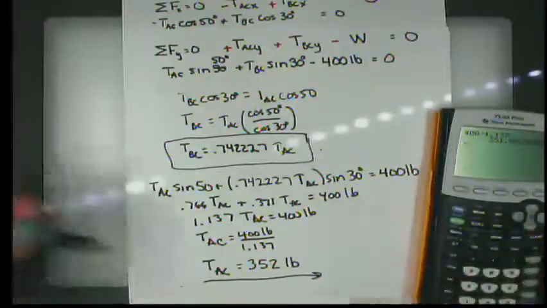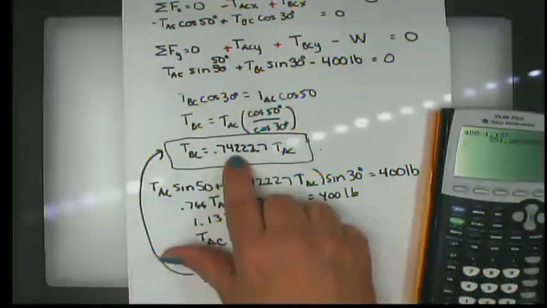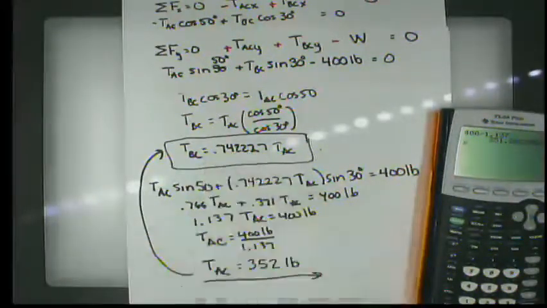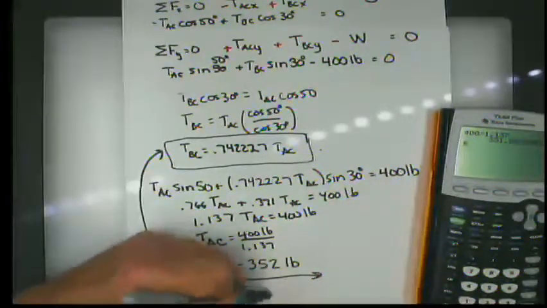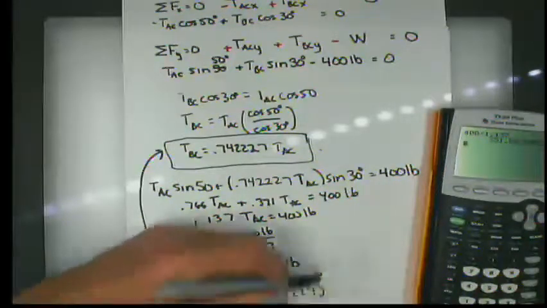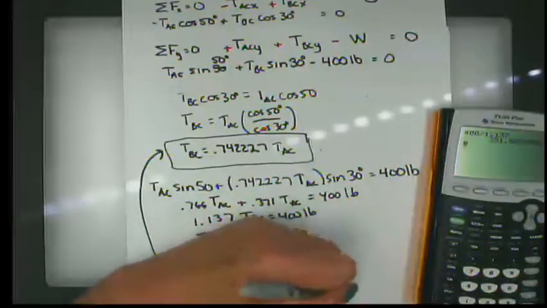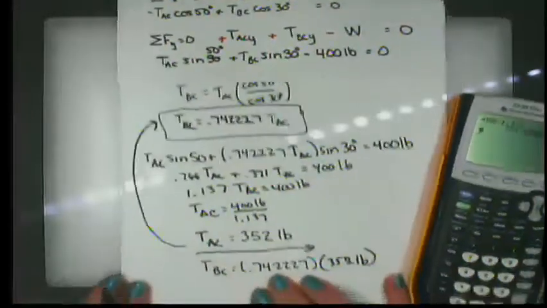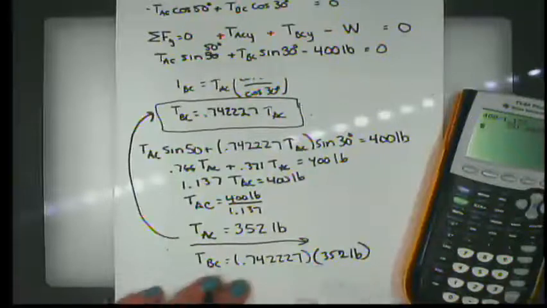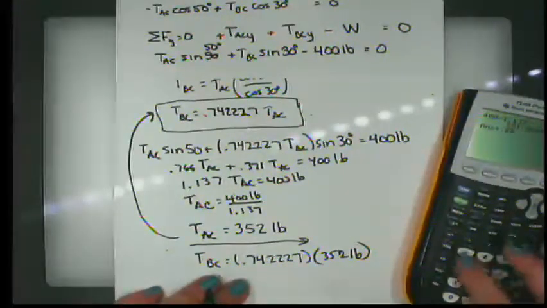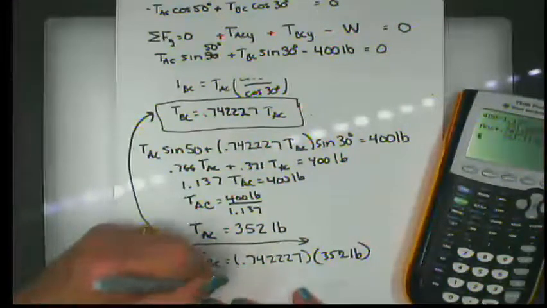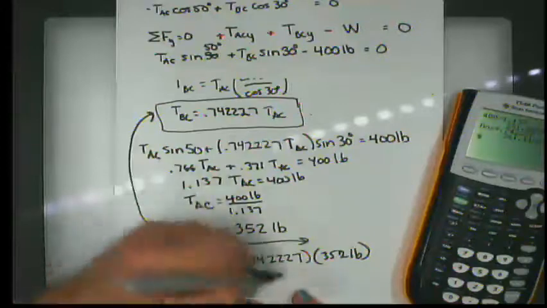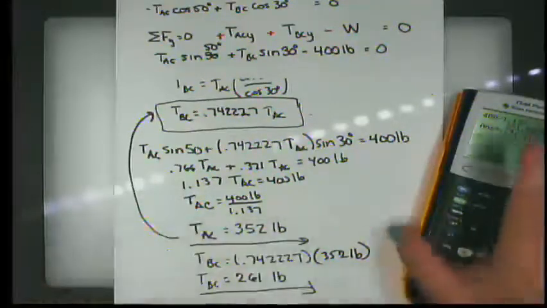Now to find the tension in BC, I don't have to reinvent the wheel. I can go back to this step and just multiply TAC by this value, and I'll get the value of TBC. So if you keep your work nice and organized, that's another advantage. You don't have to go back and redo everything. So I just do this. So I take 352 and multiply it by 0.742227, and my value of TBC is equal to 261.1 pounds. All right?